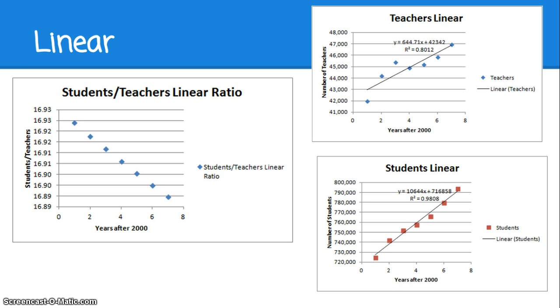This graph doesn't represent real life very well. It's a straight line that is always decreasing, which is not the best way to represent the data. The data also goes down very slowly, so it would take a very long time to get to the ratio of 15:1.